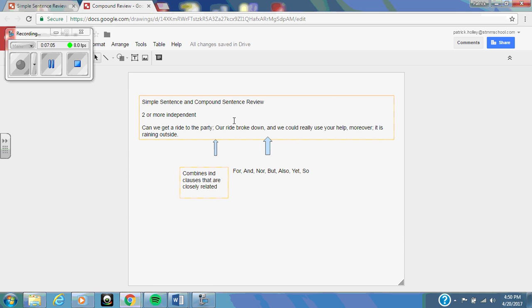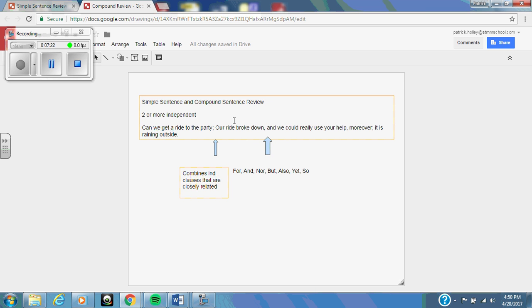Now, notice that there are no subordinate clauses in here, because if there were subordinate clauses, then it would not be a compound sentence. It would be a compound-complex sentence. So make sure when you're going through these that you don't find any subordinating clauses.